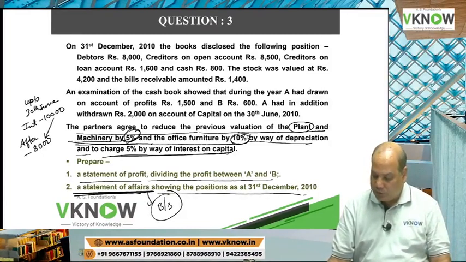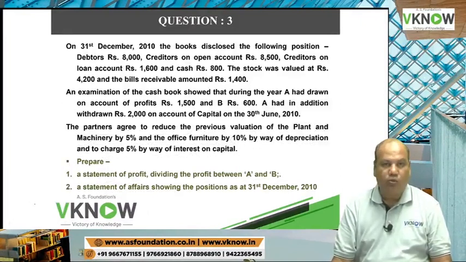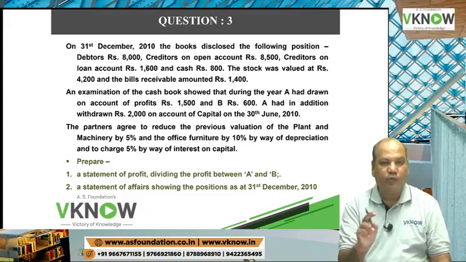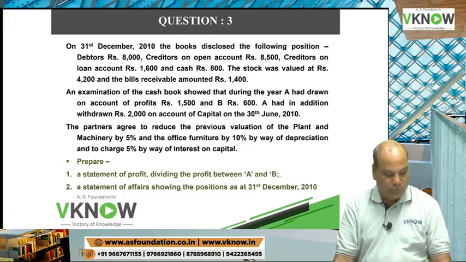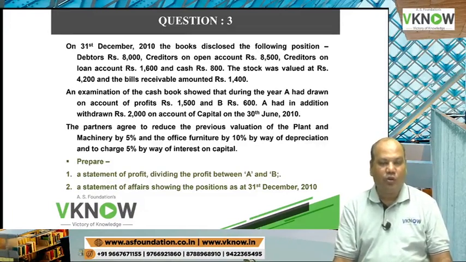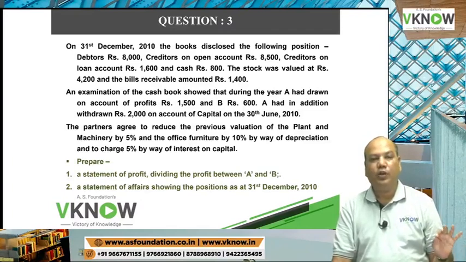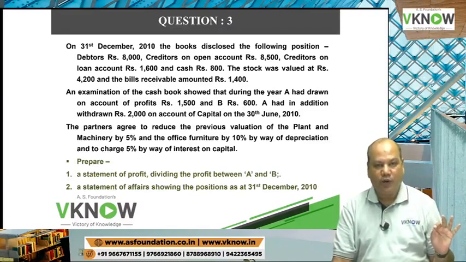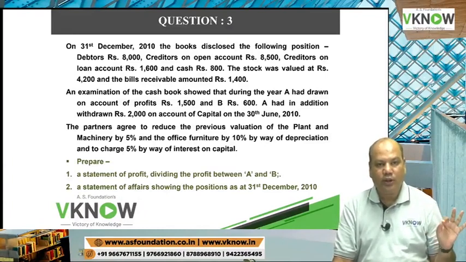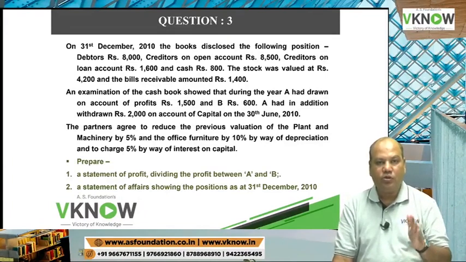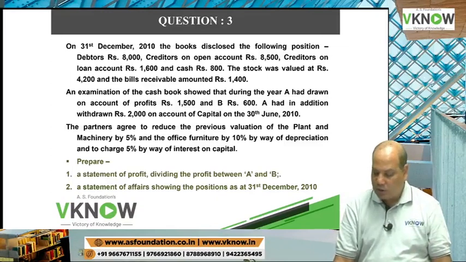This question is similar to the previous problem, but in this question, current account is not there, so we have to adjust in capital account only. But in this question, interest on capital of A will be calculated in a different way. First 6 months on 10,000, last 6 months on 8,000 rupees. Otherwise, the question was quite the same.